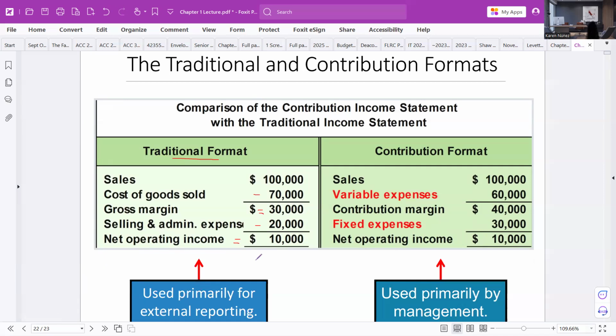For our purposes, we need to be able to understand the traditional format, but also use the contribution format mostly, which is based on cost behavior. So we have our sales revenue dollars minus all the variable expenses. It gives us what we refer to as contribution margin. It's the contribution to those fixed expenses. Minus all the fixed expenses gives us our net operating income. So the traditional format is what we use for external reporting, and the contribution format is used primarily internally.